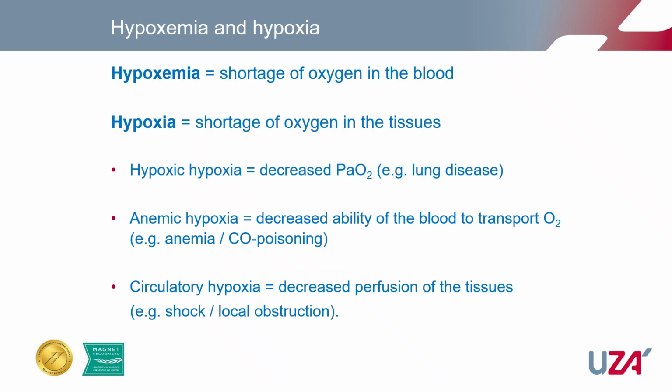It is important to realize that there is a difference between hypoxemia and hypoxia. While hypoxemia is the shortage of oxygen in the blood, hypoxia is the shortage of oxygen in the tissues. The latter may be caused by the first, as for instance in lung disease, but it may also be due to a decreased ability of the blood to transport oxygen, as in anemia or carbon monoxide poisoning.